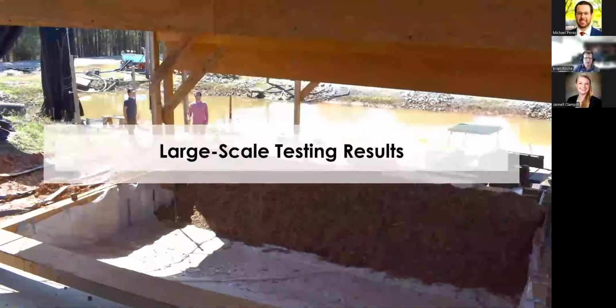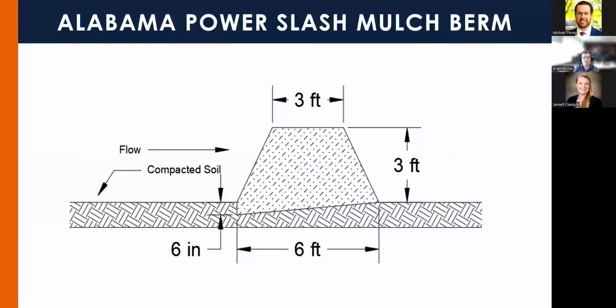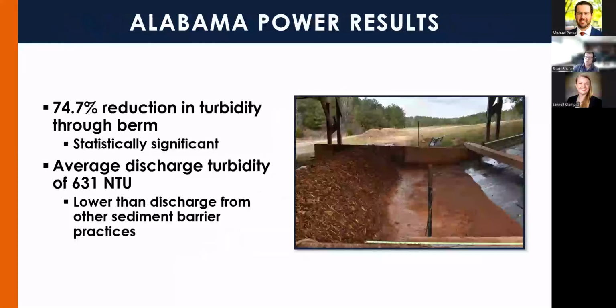So moving into our testing results, we're going to start with our Alabama Power berm, which is 3 feet wide on top, 3 feet tall, and 6 feet wide at the base with that 6-inch key. So through these berms, we tested 3 of these installations 3 times each. We saw about a 75% reduction in turbidity through the berm, comparing the upstream and downstream sampling. We saw this was statistically significant.